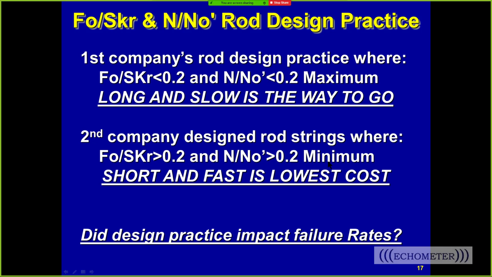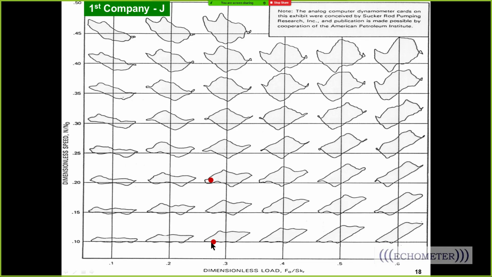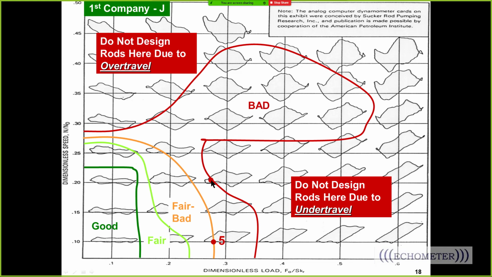And Norm used more than that for his design limits. So we had completely opposite limits. And so here are the Q-rod calculations at 5 strokes a minute and 11 strokes a minute. And this is what my program did.